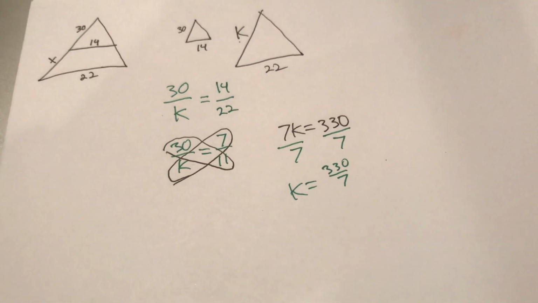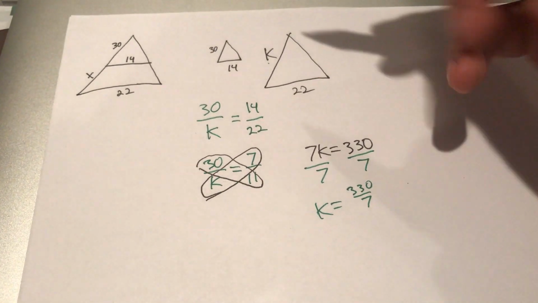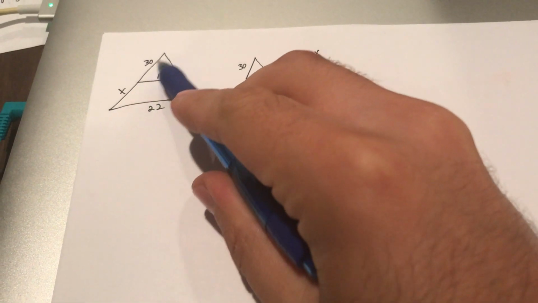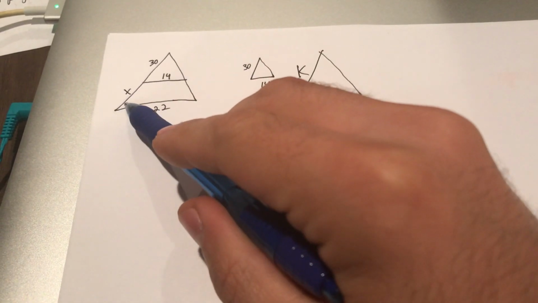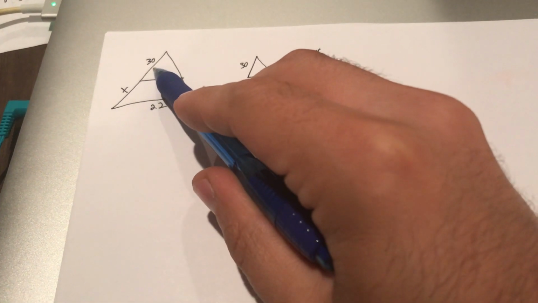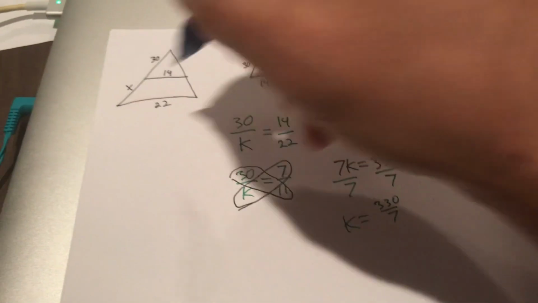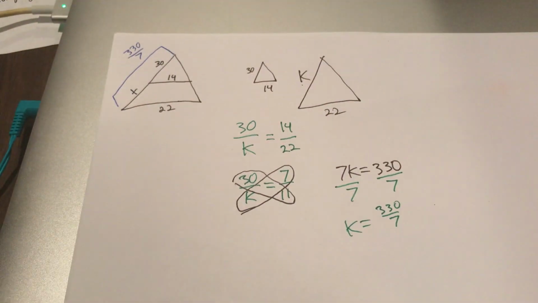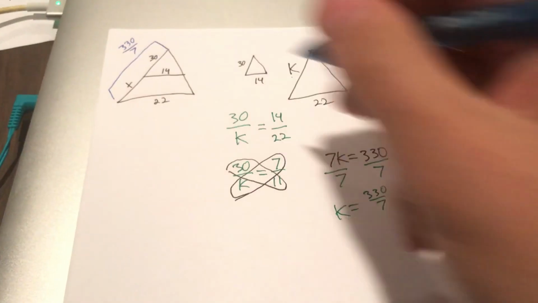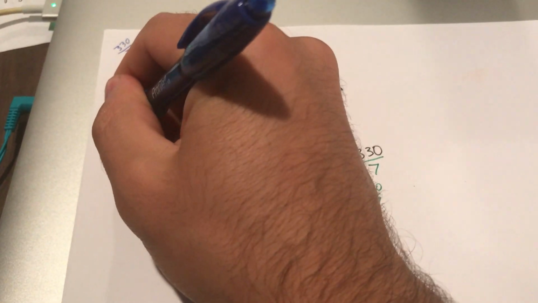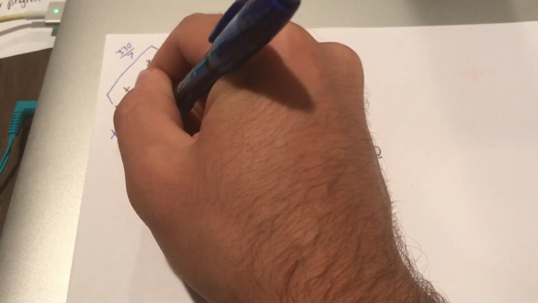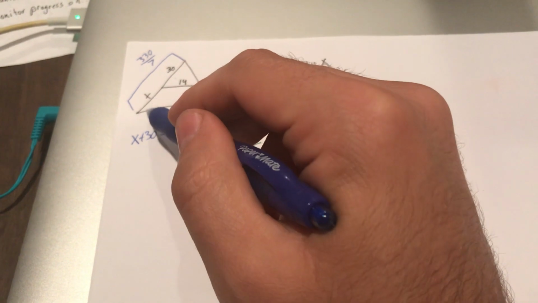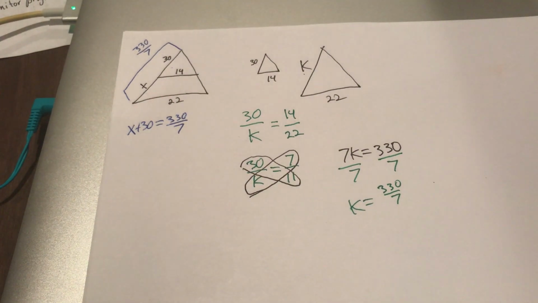But now you need to realize we solved for k. K was what? K was the length of this entire side. So if I'm looking at the original, it's this entire side. Well, I know that this entire side is comprised of x and 30, right? But I also know that the whole thing is 330 over 7. So if I think about that, then I know that x plus 30 equals 330 over 7, because if I add x and 30, it gives me the whole length, right? So now I just solve this.